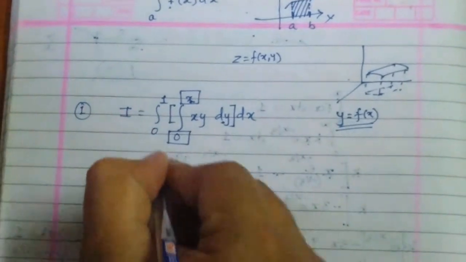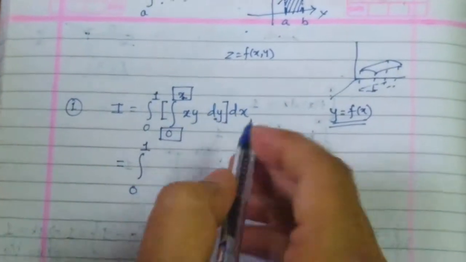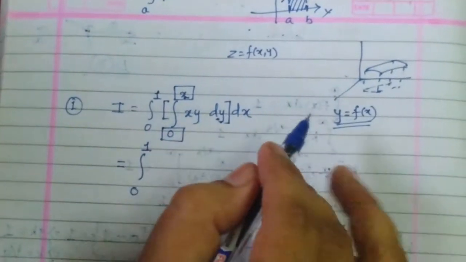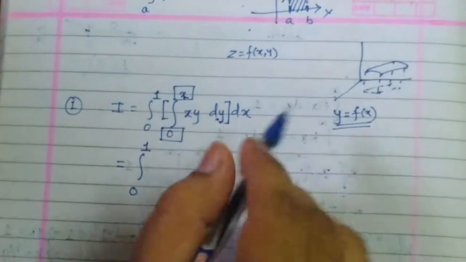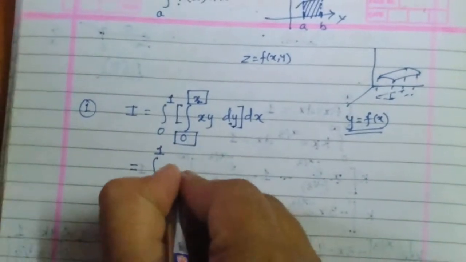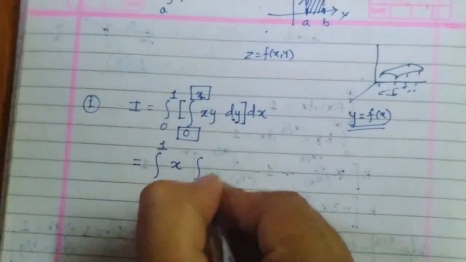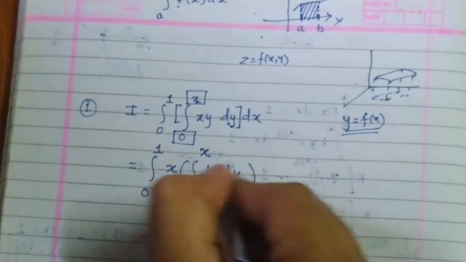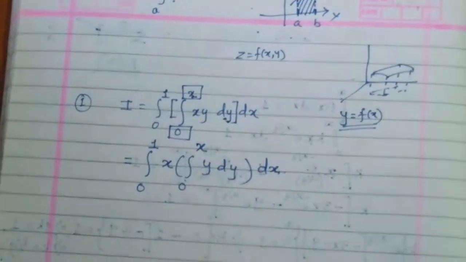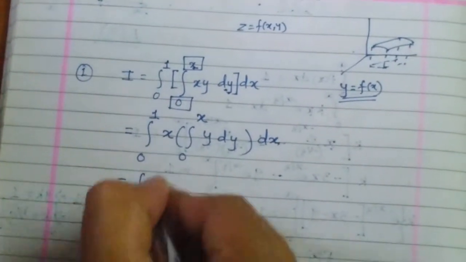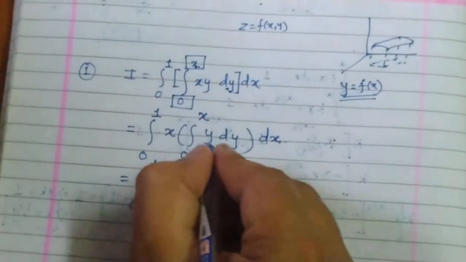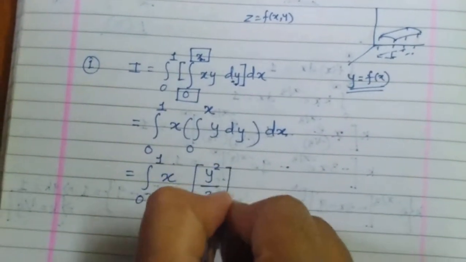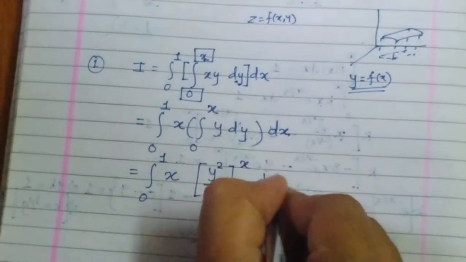So what I am getting is the integral from 0 to 1. As I am integrating with respect to y, the x terms will be treated as a constant, as in partial differentiation. So here I am treating x as a constant and I will keep it outside of the inner integral sign: integral from 0 to x, y dy, then dx. So this is the integral from 0 to 1, x as it is. What is the integration of y? y square upon 2, limits from 0 to x, dx.